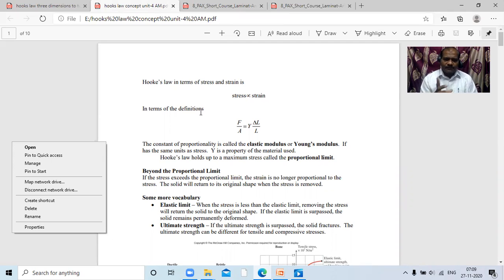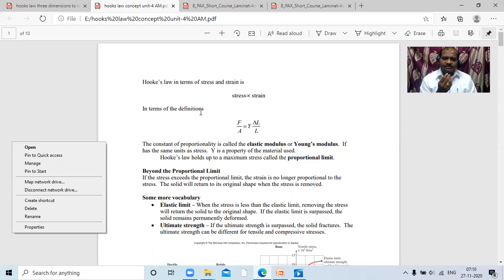I repeat, this formula I have written, and Y is equal to delta L by L. If you represent it with K, K is going to be called the bulk modulus. So let us remember that. The constant of proportionality is called the elastic modulus. That is F by A is equal to Y into delta L by L, between the force applied and the area on the laminate. Area is length into breadth, and Y is called the Young's modulus constant.